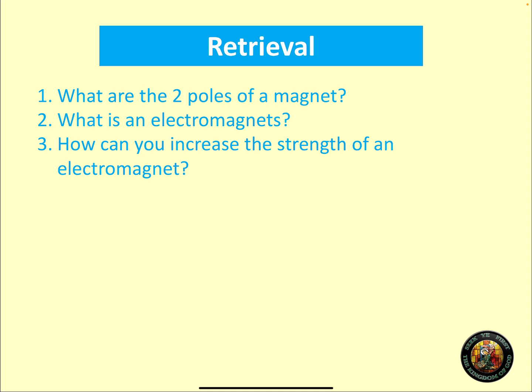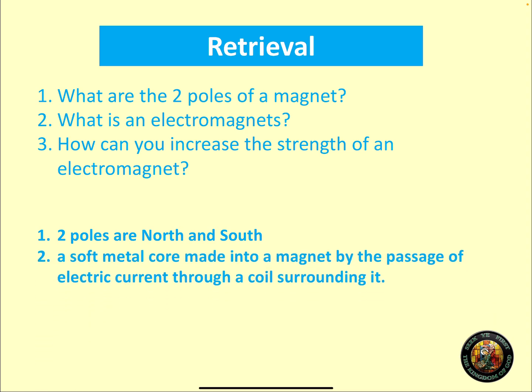Okay, so let's have a look. Number 1, what are the 2 poles of a magnet? The 2 poles are north and south. Number 2, what is an electromagnet? I should say, not electromagnets. A soft metal core made into a magnet by the passage of electric current through a coil surrounding it.